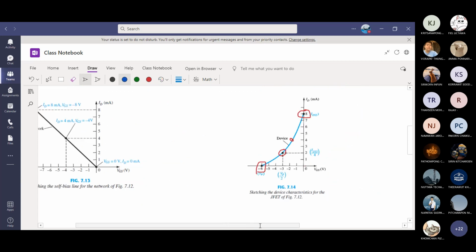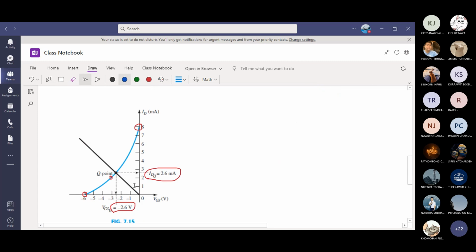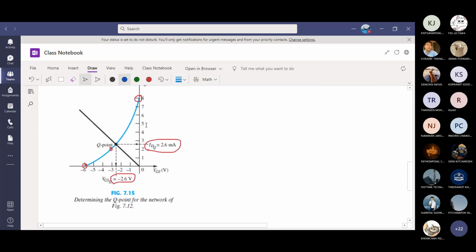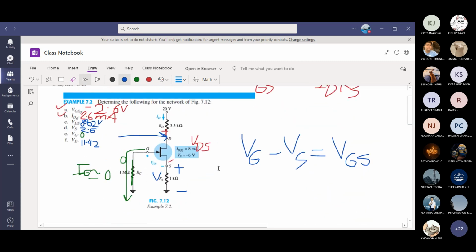That's why this one you cannot do only by equation. The Shockley equation is for this part. The load line equation is for the left hand side. You draw on the same graph. If you draw the load line here, this is your end result, and this gives you the answer for IDQ and VGSQ. Then use the loop equation to solve for the rest.